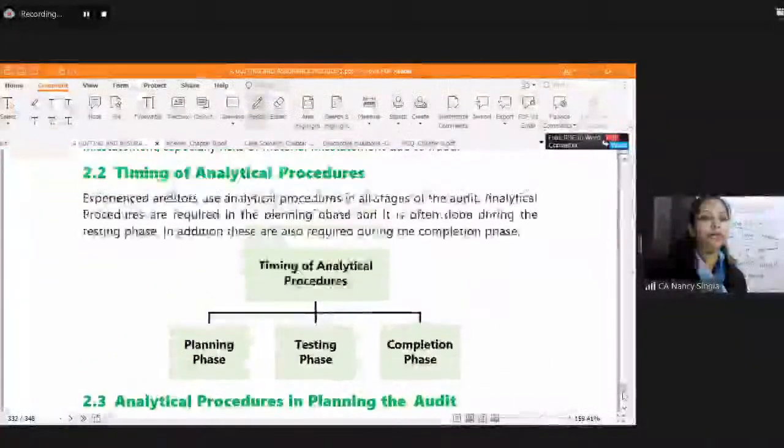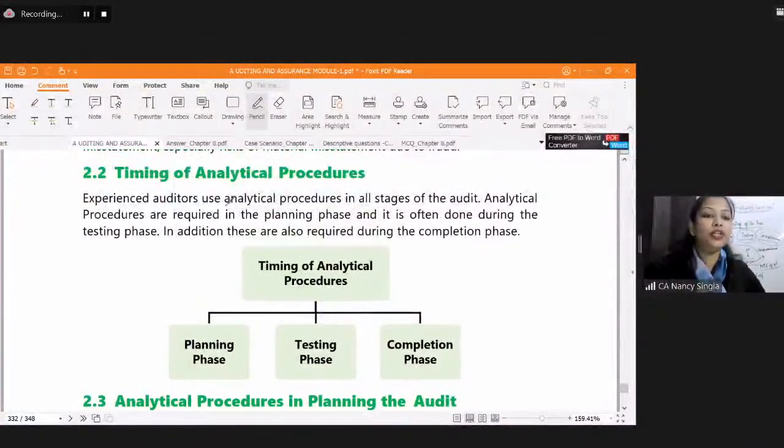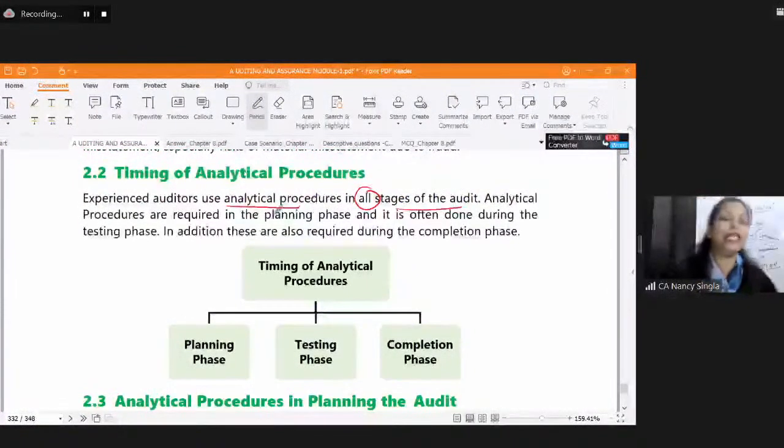See, experienced auditors use analytical procedures in all stages of audit. Analytical procedures are required in the planning phase, these are required in the testing phase, and these are required in the completion phase also.